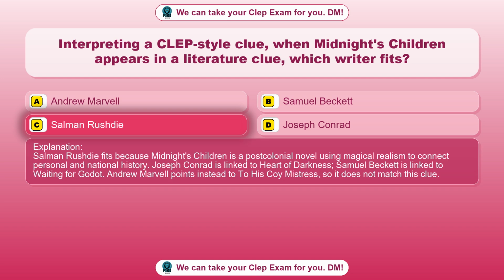Salman Rushdie fits because Midnight's Children is a post-colonial novel using magical realism to connect personal and national history. Joseph Conrad is linked to Heart of Darkness, Samuel Beckett is linked to Waiting for Godot. Andrew Marvell points instead to His Coy Mistress, so it does not match this clue.